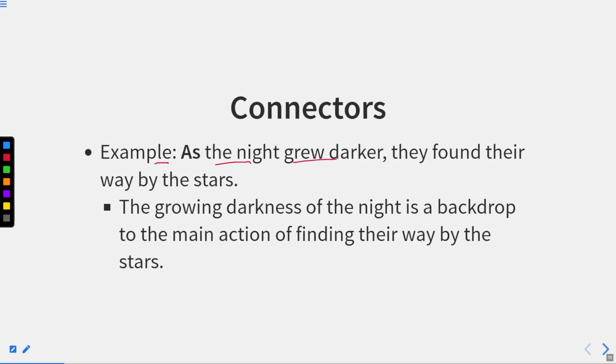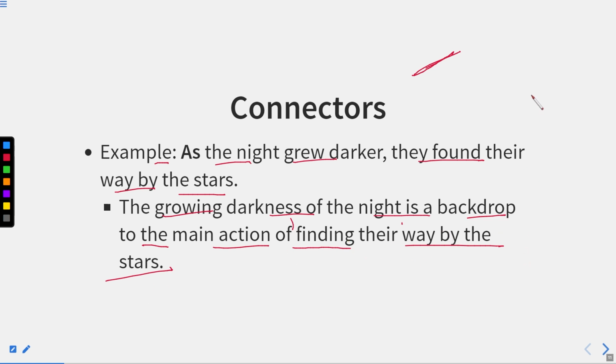Example: as the night grew darker, they found their way by the stars. The growing darkness of night is a backdrop to the main action of finding their way by stars. You can say that as the night grew darker, it means the night is growing darker and darker, as the night approaches midnight time. So it grew darker and darker. They found their way by stars. It means they started tracking the way by the light of stars.